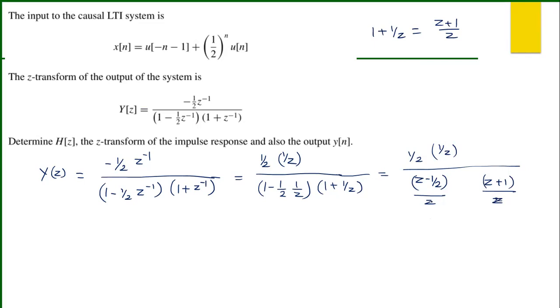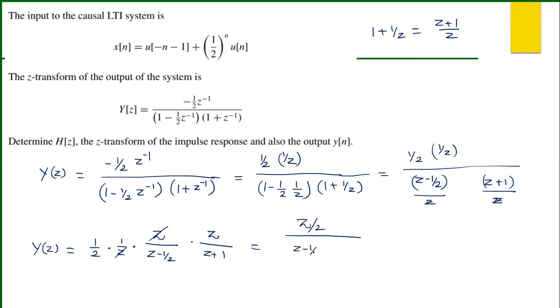Now this denominator, you can see that this term will get reversed. That means Y of Z is equal to 1 by 2 into 1 by Z into, this will become Z by Z minus 1 by 2 into Z by Z plus 1. So now Z cancels. So what will Y of Z become? Z by 2 you can take. Z by 2 divided by Z minus 1 by 2 into Z plus 1. So now you can write 1 by 2 as 0.5. 0.5 into Z divided by Z minus 1 by 2 into Z plus 1. Now this is Y of Z.